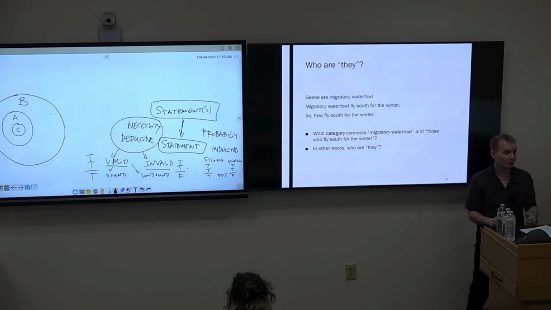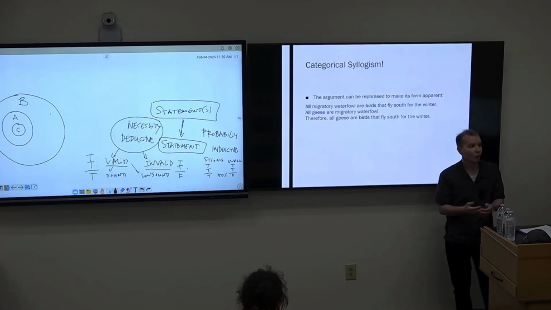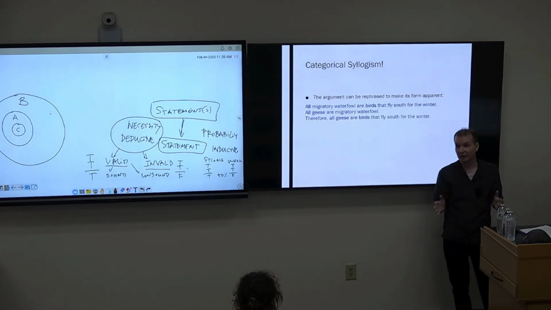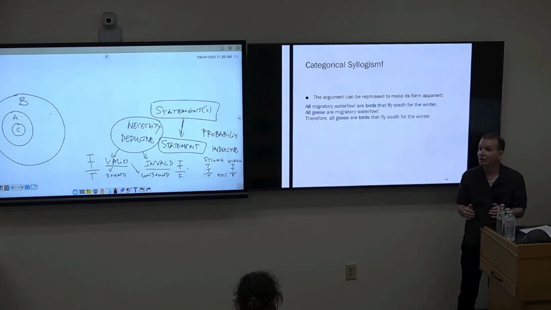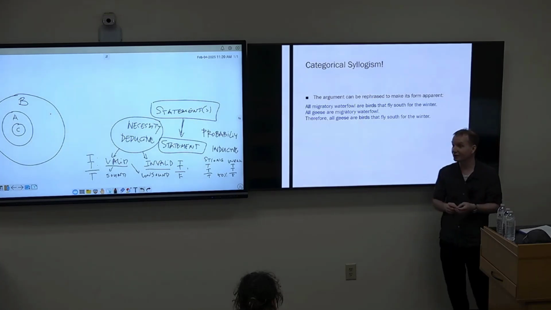Well, we know it is actually geese, but nonetheless, you may want to spell it out, and then you will get something like this. All migratory waterfowl, a bird that flies south for the winter. All geese are migratory waterfowl, therefore all geese are birds which fly south for the winter. See, so that first argument which we saw actually turned into a categorical syllogism.